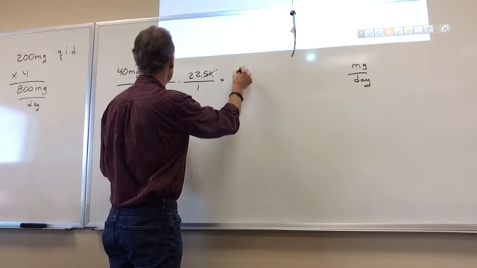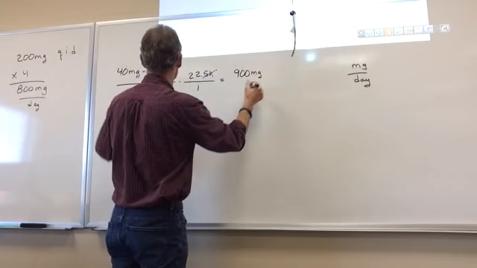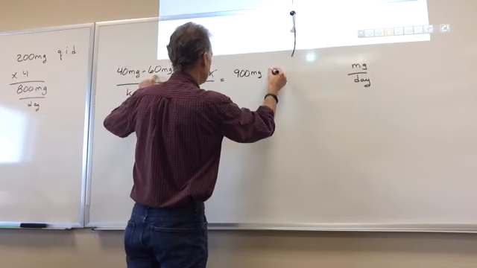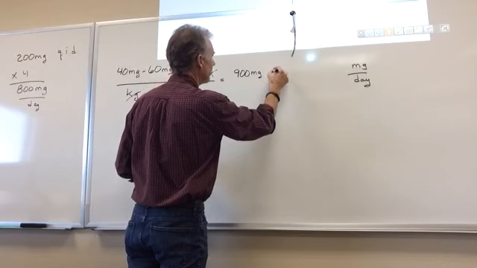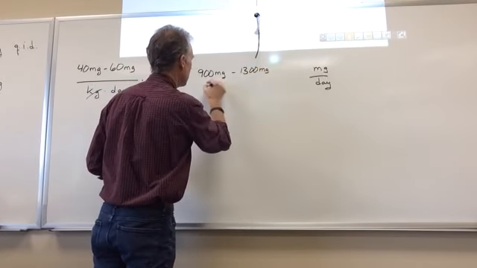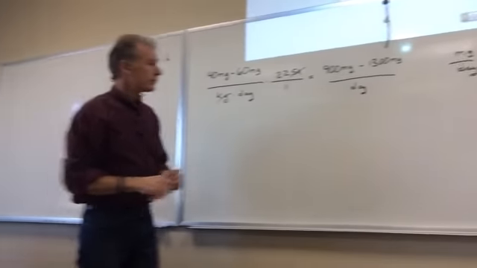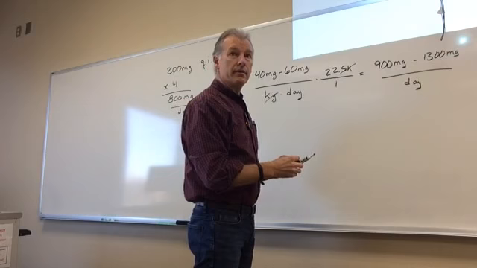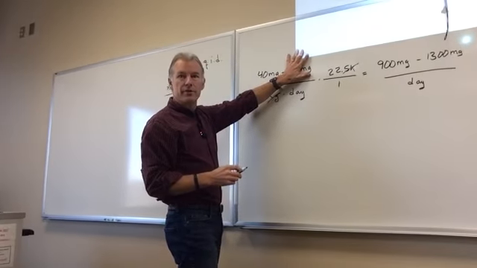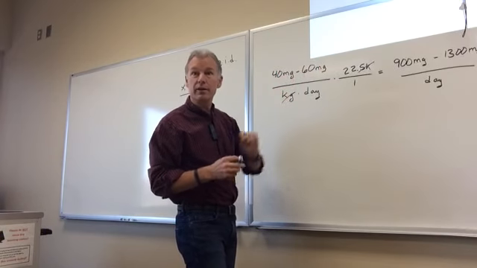What is it? 900 milligrams. And then this would be 1,300 milligrams per day. Most of the time the way you'll do this is do it one time with the first number, do it again with the second number, so you'd actually do the problem twice, okay?